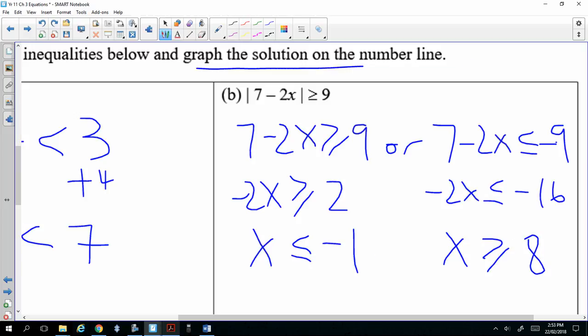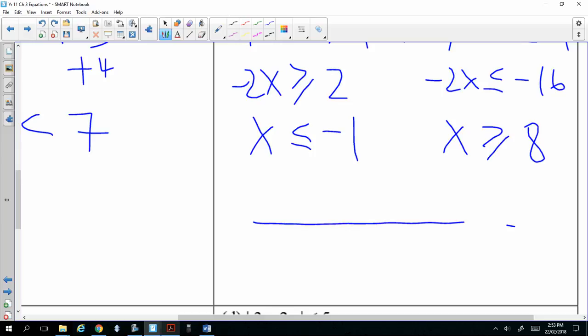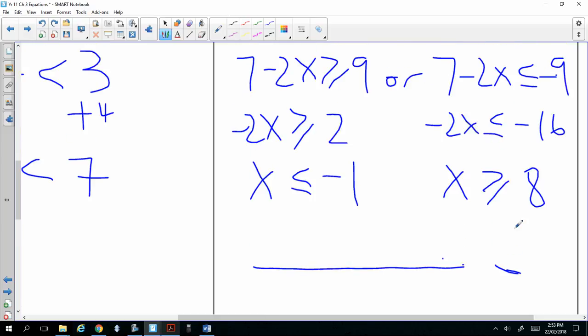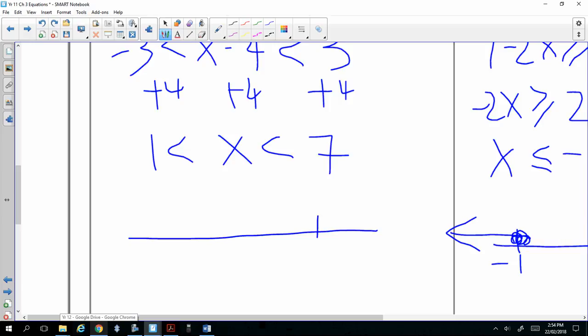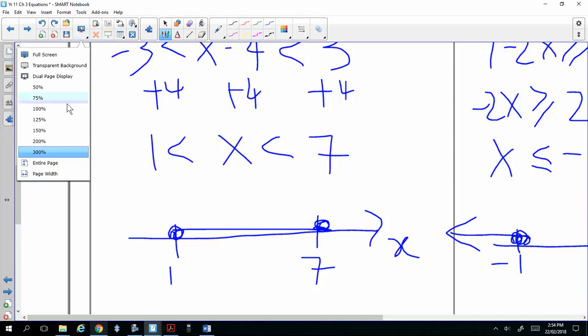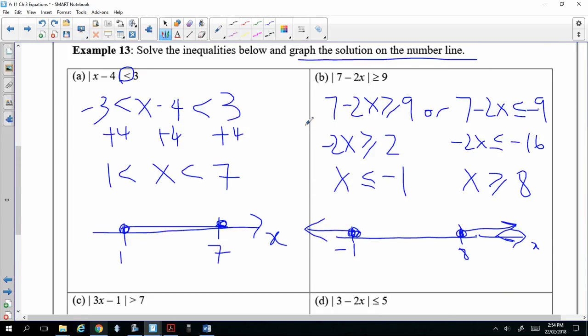So you draw this, x, this is 8, this is negative 1, that side or this side. And the same thing goes for this one, in between 7 and 1. Alright, that's graphing the solution on the number line. Any questions? So hopefully it's all pretty clear to you. Alright, there are 2 more. Let's finish these.